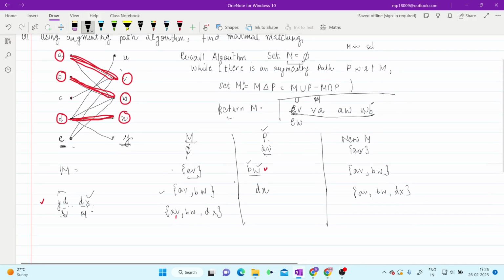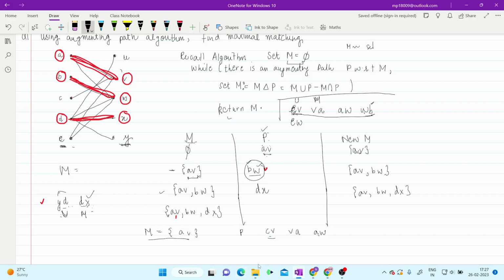Okay, yeah. So this was one of the ways to get the augmenting path. So instead of BW, we could have constructed some other thing also, right? Now if our matching M was AV, and we look at this path, say CV, VA, and AW. Is this path an augmenting path with respect to the matching AV?